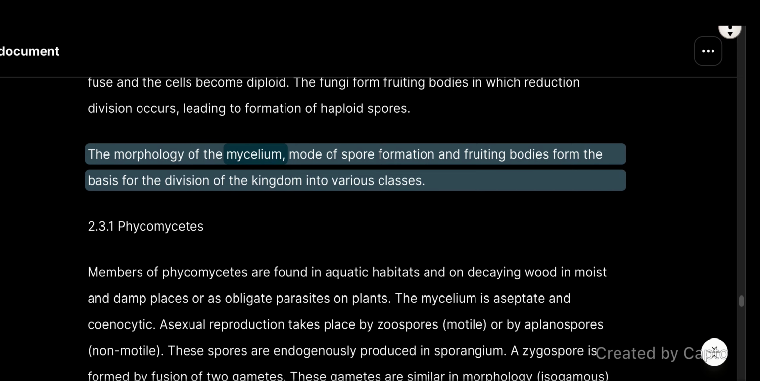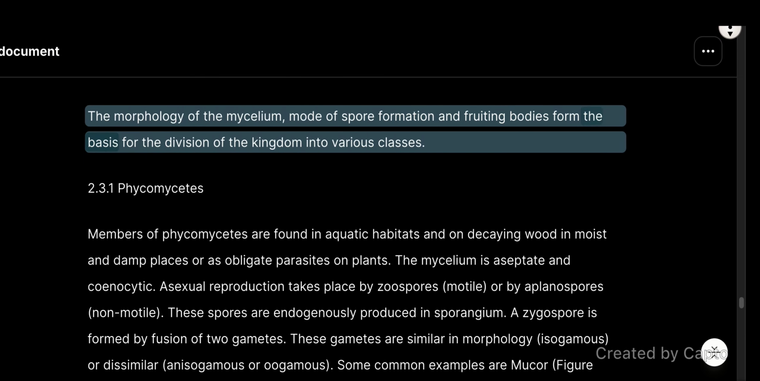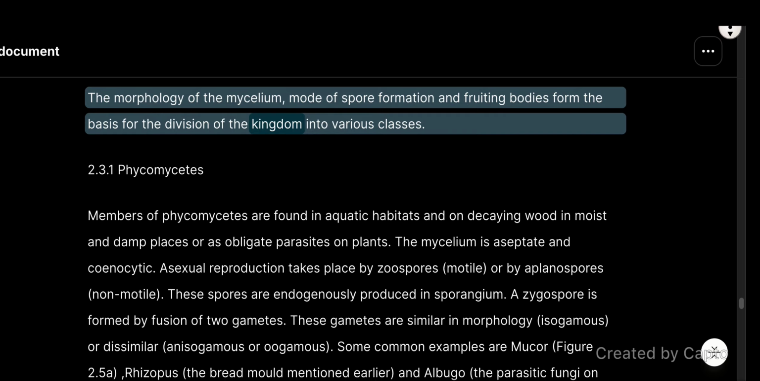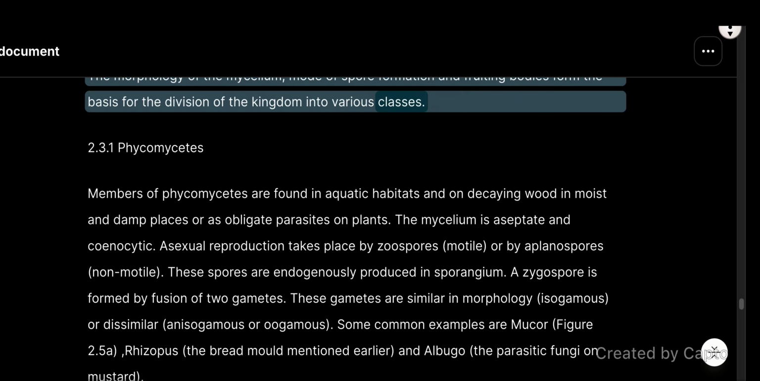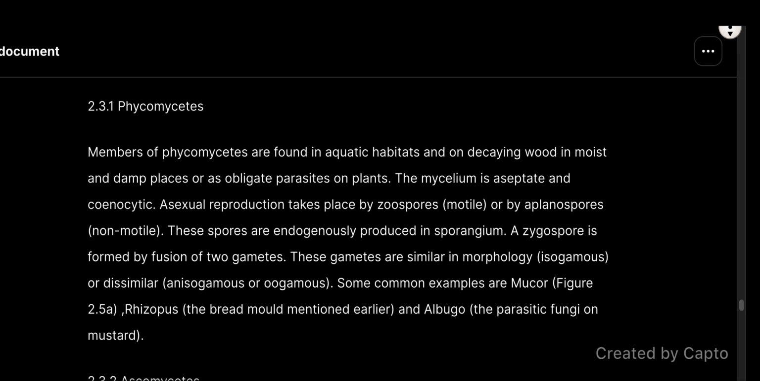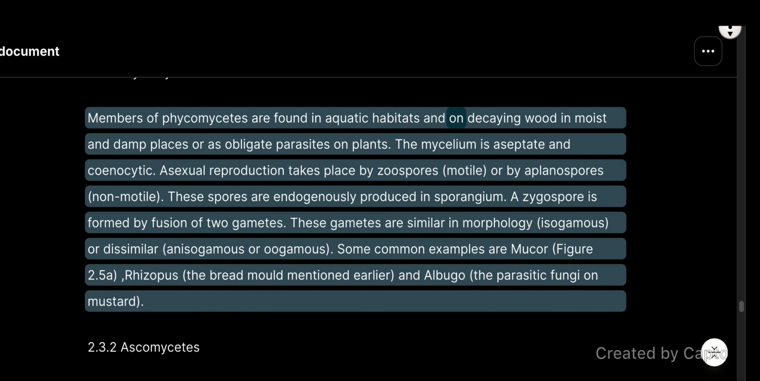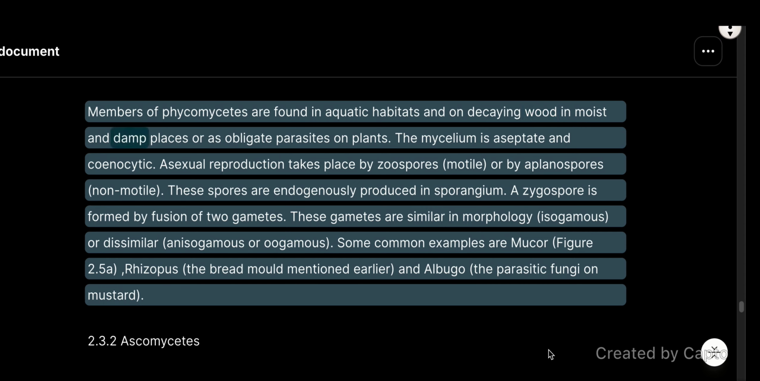The morphology of the mycelium, mode of spore formation, and fruiting bodies form the basis for the division of the kingdom into various classes. 3.1 Phycomycetes. Members of Phycomycetes are found in aquatic habitats and on decaying wood in moist and damp places, or as obligate parasites on plants.